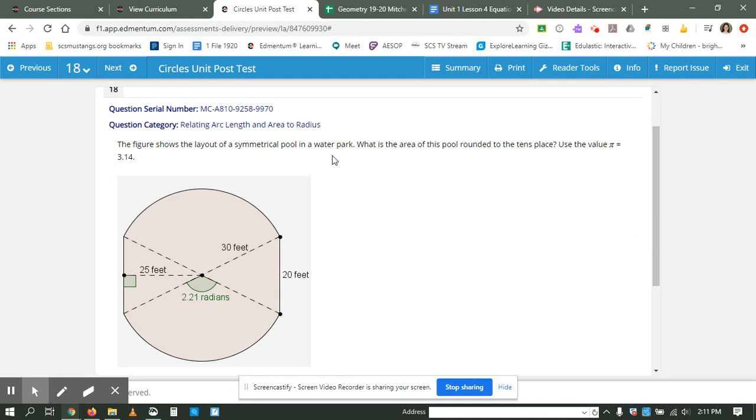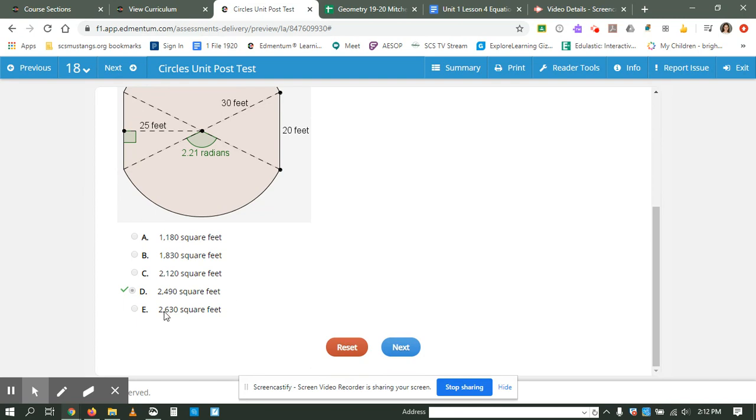Looking at 18, what is the area of the pool rounded to the tens place? So with this one, if they just had you find the area of these sectors, I would be okay with it. But then even on top of it, they're having you do radians. And like I said, we haven't worked with radians, and I'm not going to have you do radians. So you're looking at 2,490 square feet.